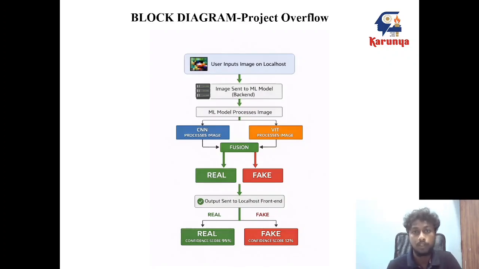This is the overall project flow. First, the user will feed the image as input in the localhost, and the image will be sent to the deep learning model at the back end. It will process the image, and the image will be simultaneously sent to both CNN and ViT. The fusion is how the results of CNN and ViT are concatenated to provide the output, which is real or fake. Based on the output, real or fake will be shown at the front end.